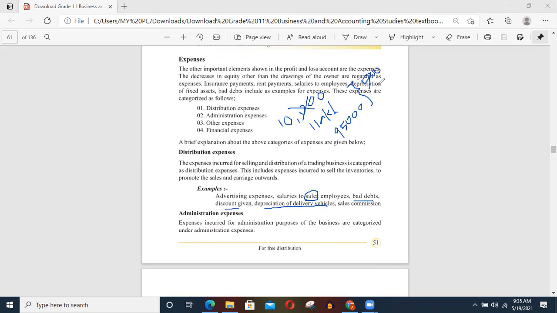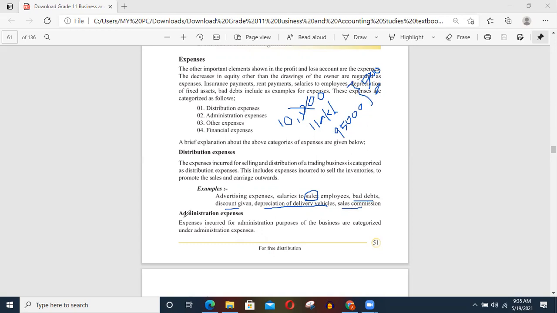I hope this is very clear. When you revalue your vehicle or building or property, that's called depreciation. So the depreciation of delivery vehicle is only 5,000 here. Once again, delivery vehicles are used to sell or distribute goods or service, right? So even that depreciation as an expense comes under distribution expense here. And the next one is sales commission. Once again, you can see by the word, it's dealing with sales. So that also comes under distribution expense.